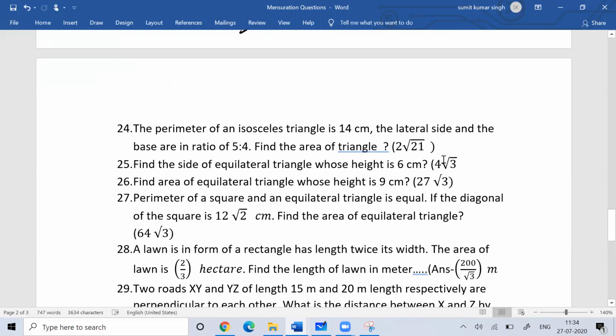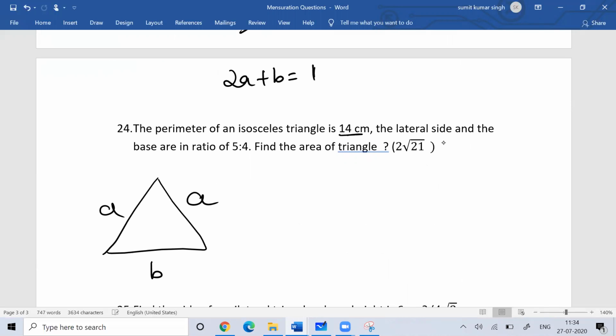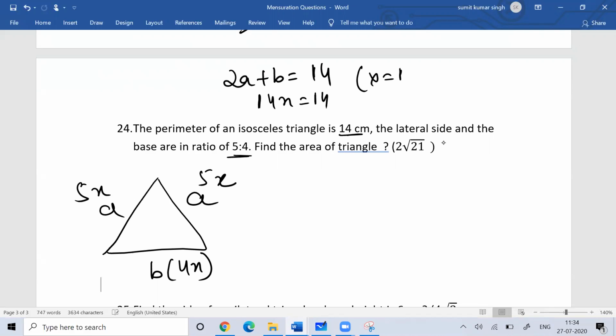Fine. Then the perimeter of an isosceles triangle. When you talk about an isosceles triangle, the two sides are equal, and this is the base. So the perimeter means 2a plus b, that is equal to 14. And the lateral side and base are in ratio 5:4. Which means this is 5x, this is 5x, this is 4x. So this would be 14x equal to 14, which means x equals 1. So actually this is 5, this is 5, this is 4.